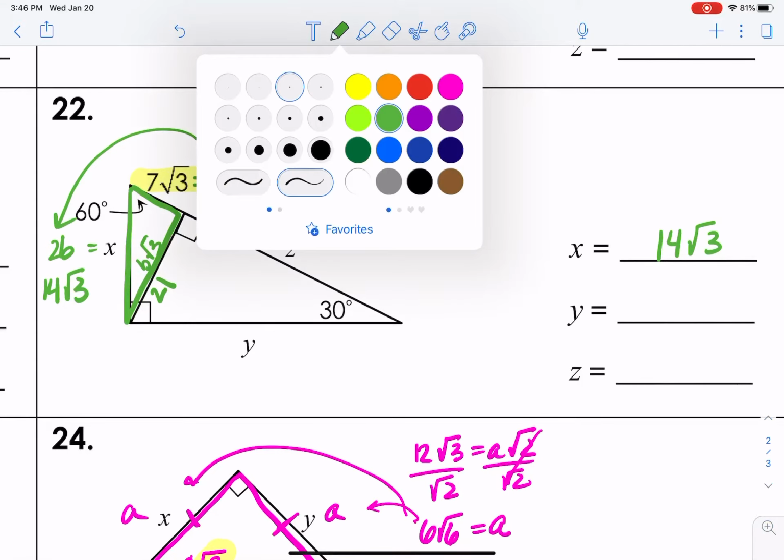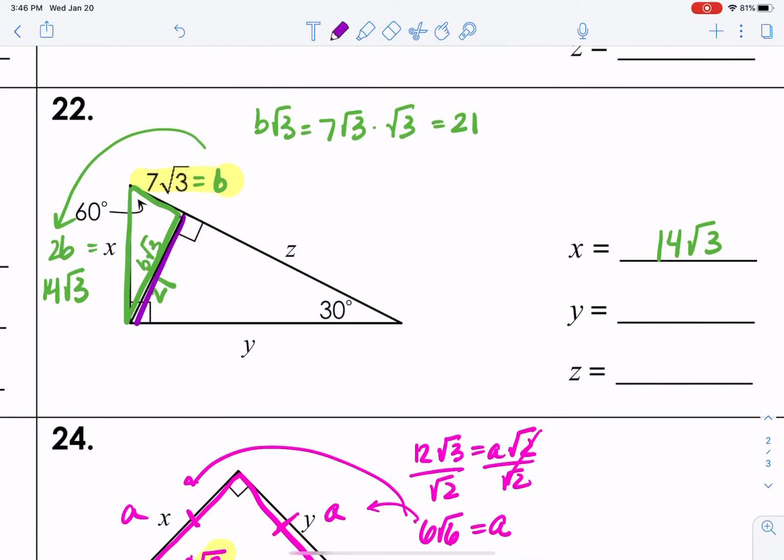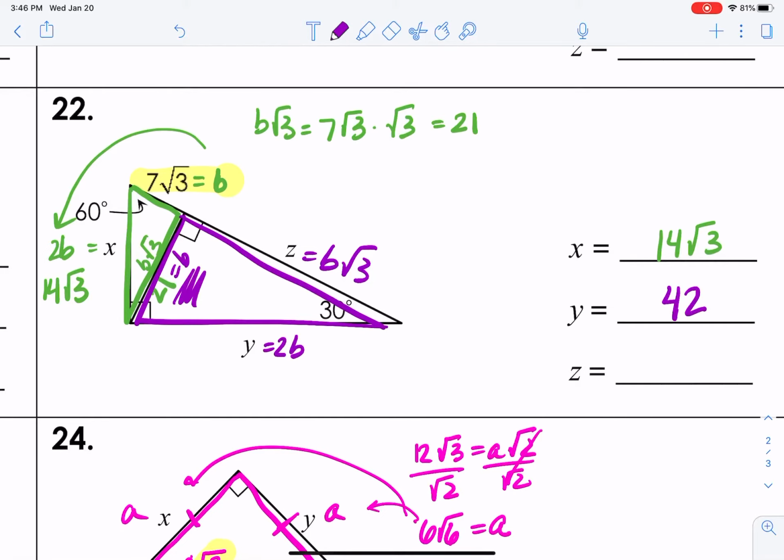So now I have a length for the other triangle. And so I can solve the other 30, 60 triangle. This is b, because it's the short leg. The long leg is b square root of 3, and the hypotenuse is 2b. So I've identified that b is 21. That means that y is 42, and z is 21 square root of 3.